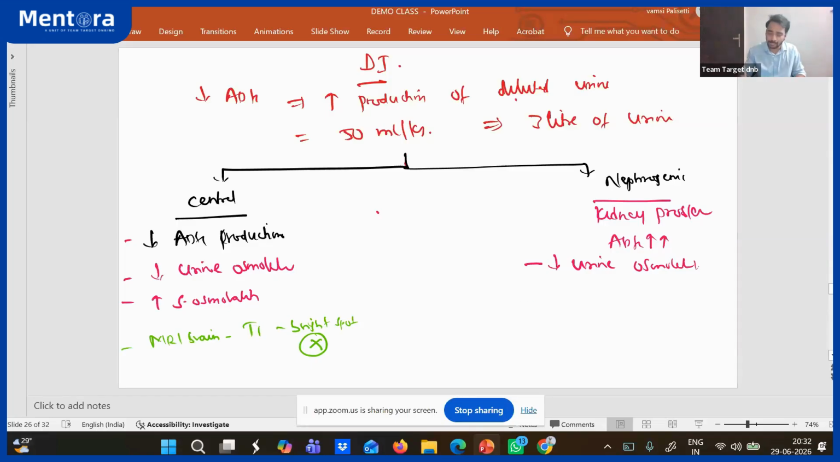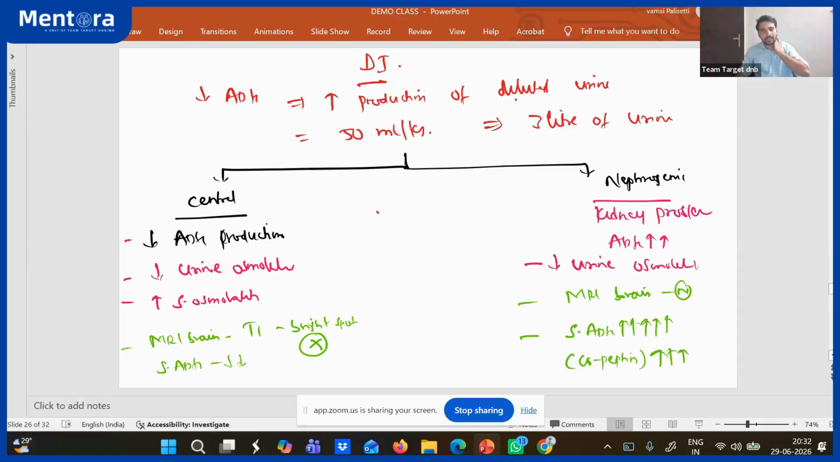Right? In nephrogenic, MRI brain is normal because there is no problem in the brain. Here you can see serum ADH levels are very highly elevated, whereas in central, serum ADH is very low, it is not produced. Or, the co-product of ADH is copeptin. Nowadays copeptin is used. In nephrogenic, it's highly elevated. Simple.